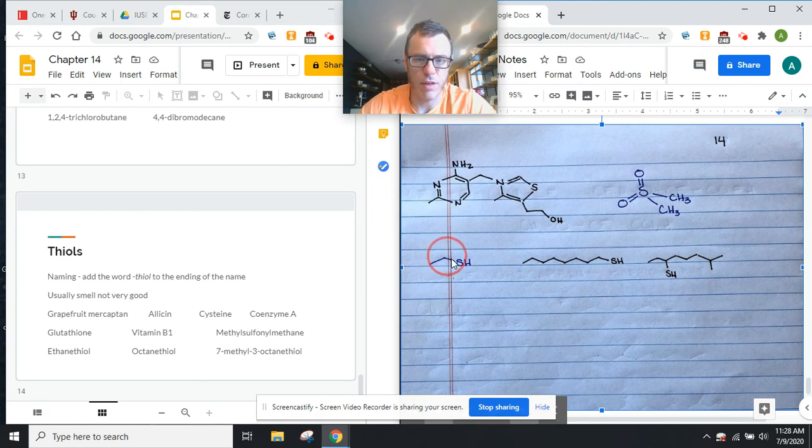This is ethanethiol, or just slapping thiol on the end. This is octanethiol, 8 carbons and then a thiol group. And this is 7-methyl-3-octanethiol. So octane, there are 8 carbons. On carbon number 3 is our thiol group, and on carbon number 7 is our methyl group. And that does it for chapter 14.